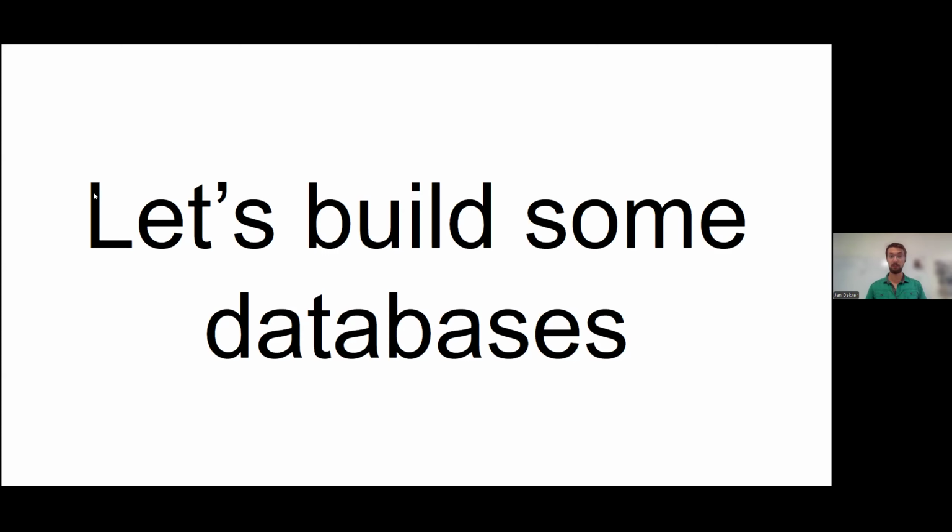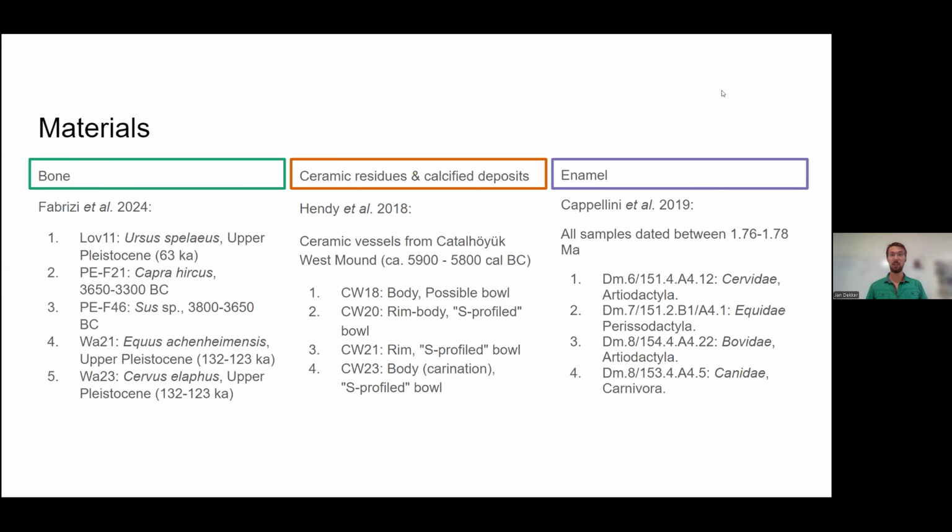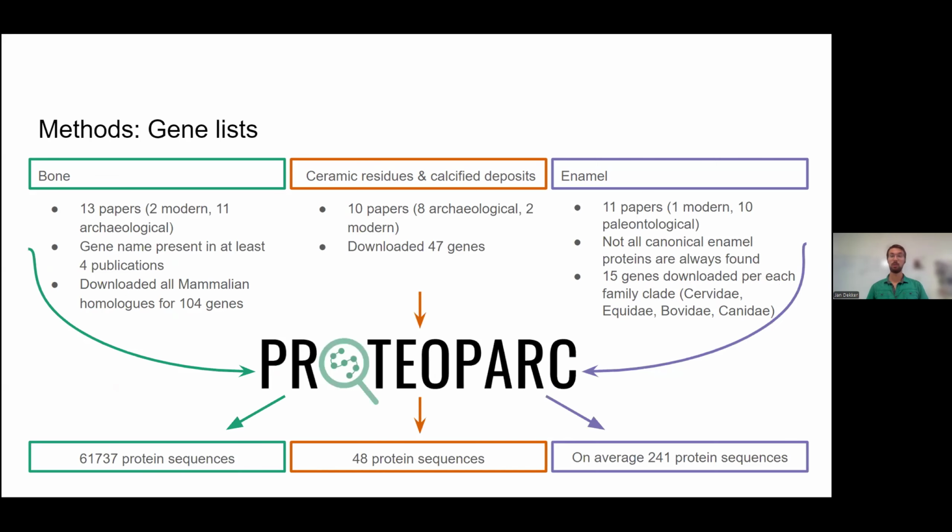So to test this out, we took samples from 3 different material types: bone, enamel, and dietary complex mixtures, specifically in this case, ceramic residues and calcified deposits. For each of these material types, we took one publication and just took a small selection of 4 to 5 samples each. We tried to ensure some measure of taxonomic diversity. And then for each of these materials, we created a database using ProteoParc.